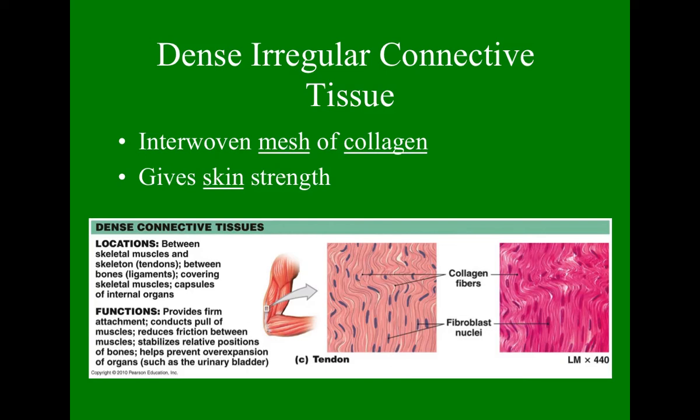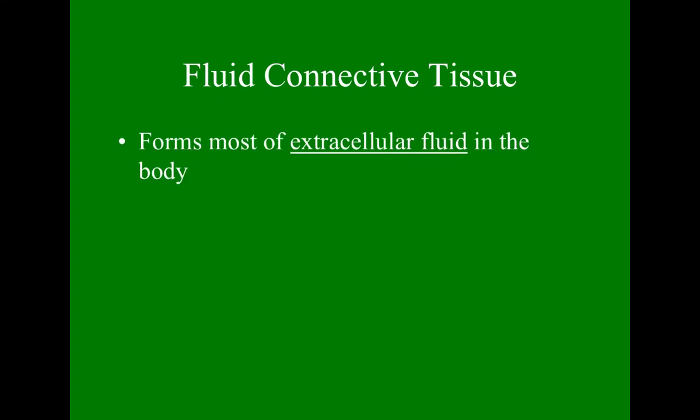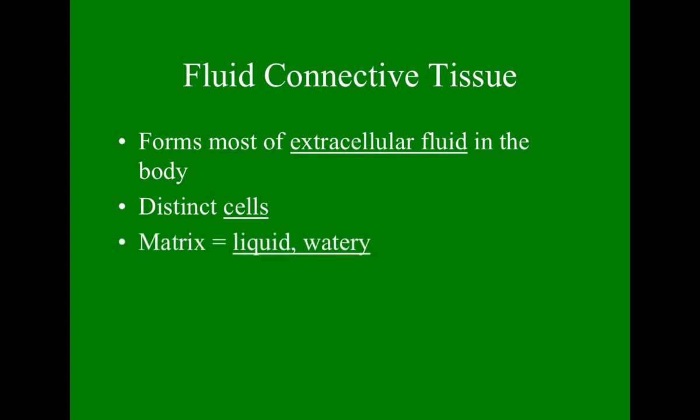So those are the two main types of connective tissue proper. The second type of connective tissue we have is fluid connective tissue. This is what forms most of the fluid that we have in the body that's not contained within cells, and that's called extracellular fluid. There are, however, very distinct cells present within fluid connective tissue. But the matrix is very liquid and very watery. It doesn't even have that maple syrup consistency that we talked about before. We have three main types of fluid connective tissue, two of which we will definitely talk about a lot within two of our body system units.